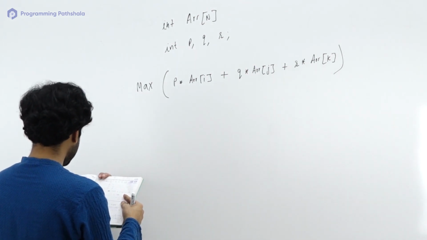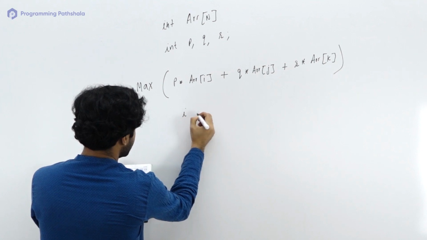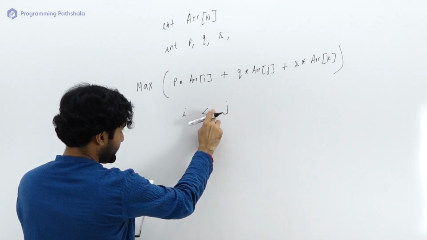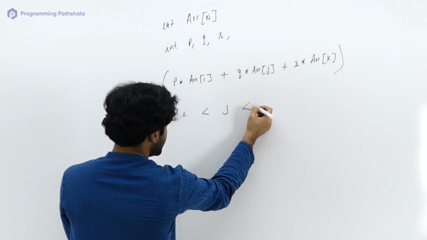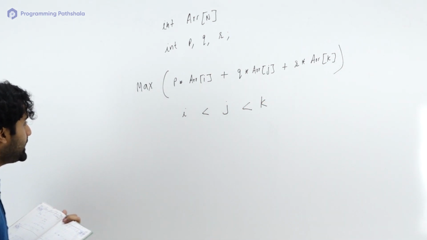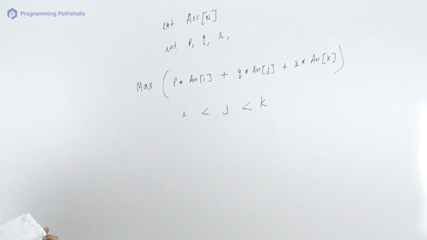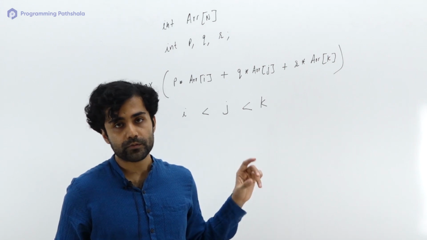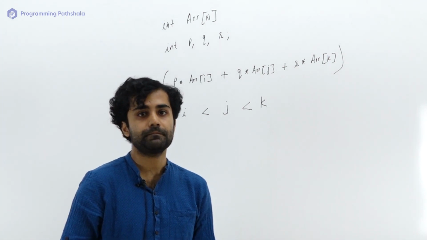The only constraint is that i must be strictly smaller than j. I have written strictly smaller, not even equal, okay? And j must also be strictly smaller than k, right? So look at this expression, pause the video for a while and then try to understand the question completely, okay?